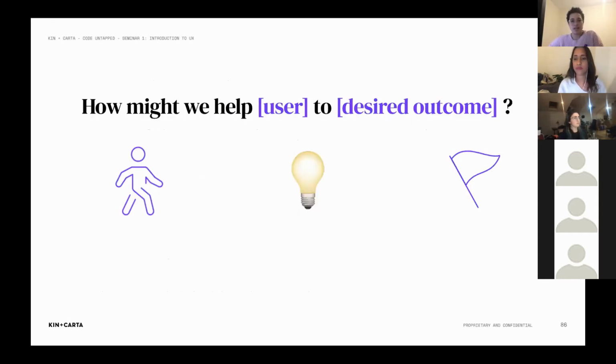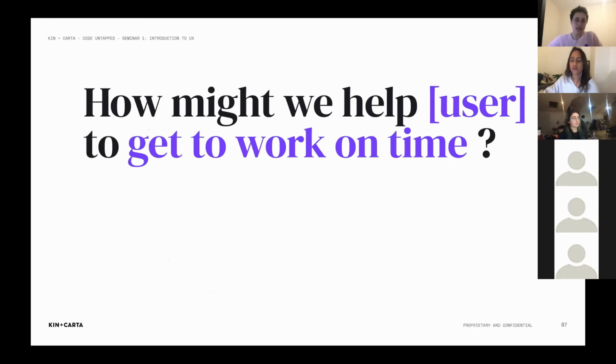To help us begin ideation, we might frame this with our problem statement, or alternatively with a how might we statement. So how might we help our user reach a desired outcome? Let's take a look at an example. Let's say we have a user who's struggling to get to work on time. It's obviously a reference point far away, about a year ago. But anyway, how might we help the user to get to work on time?